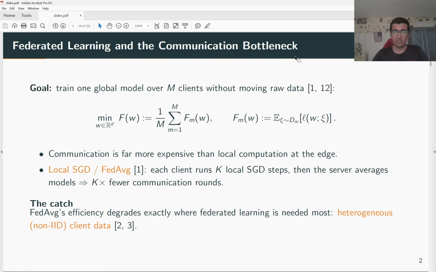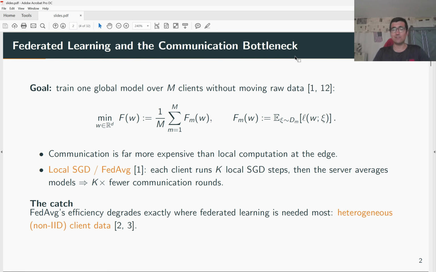In federated learning, we want to train a single global model over M clients, phones, hospitals, edge devices, without ever moving their raw data. Formally, we minimize the average of the local objectives, where each client's objective is just its expected loss on its own data. That's the equation you see here. The defining system constraint in this setting is that communication is far more expensive than local computation.